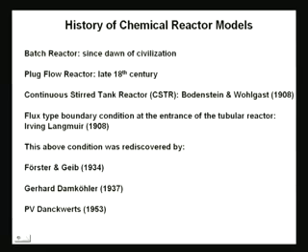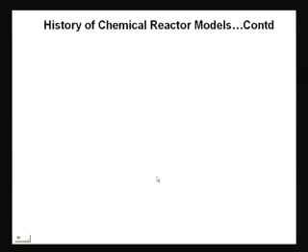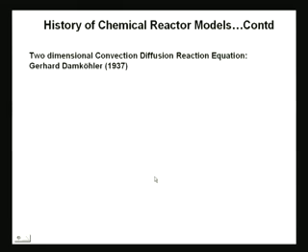Anyhow, so let us go back to the history. So, then again, as I said, the 1937 paper of Gerhard Damköhler was one of the most important papers in the history of chemical reaction engineering, and it's a two-dimensional convection diffusion reaction equation. So, he for the first time wrote the two-dimensional convection diffusion reaction equation, and this paper was written in 1937 in German, and then it was later translated into English.